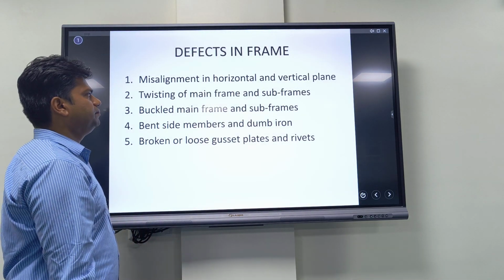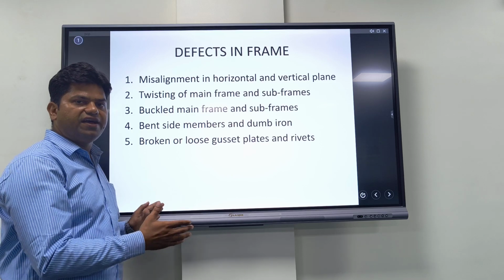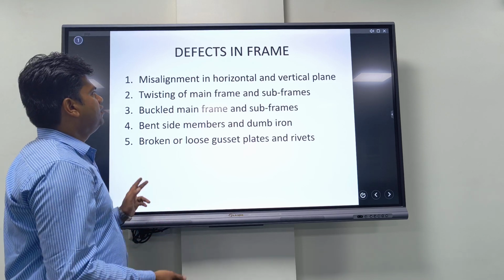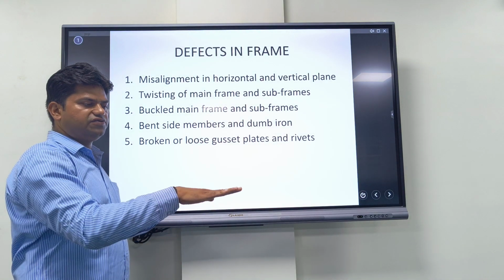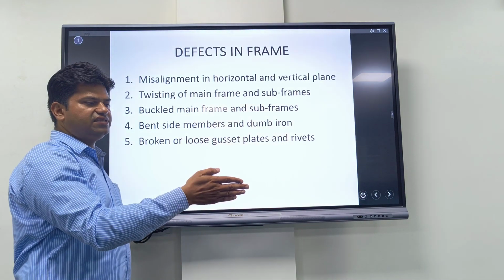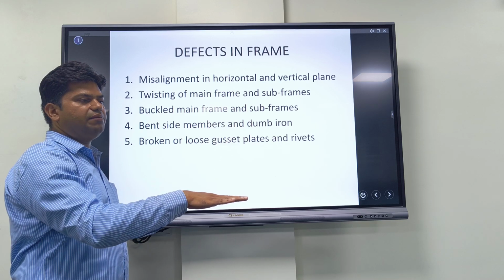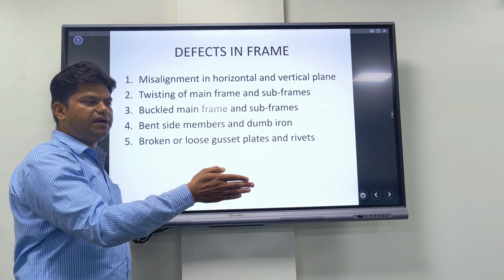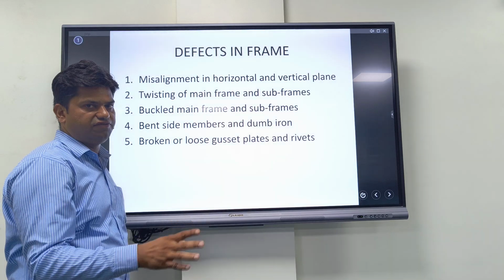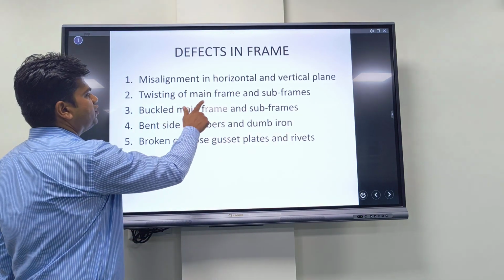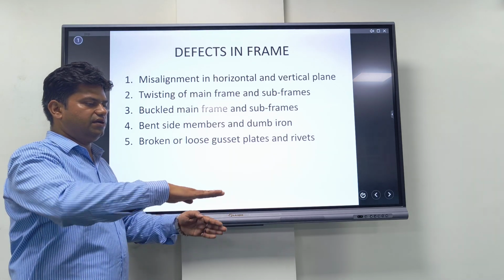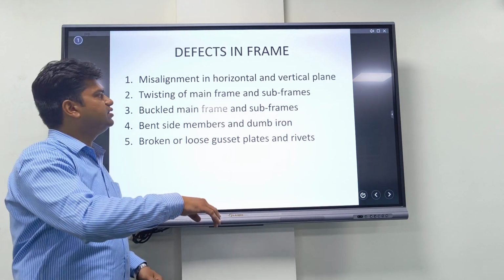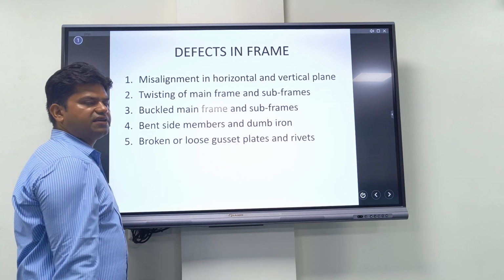Defects in frame. There are different defects in frame. First one is misalignment in horizontal and vertical plane. This one is the horizontal plane and this one is the vertical plane. Misalignment in horizontal plane and misalignment in vertical plane are different things. Second, twisting of main frame and subframe. There is a twisting like this, twisting of main frame and subframe.